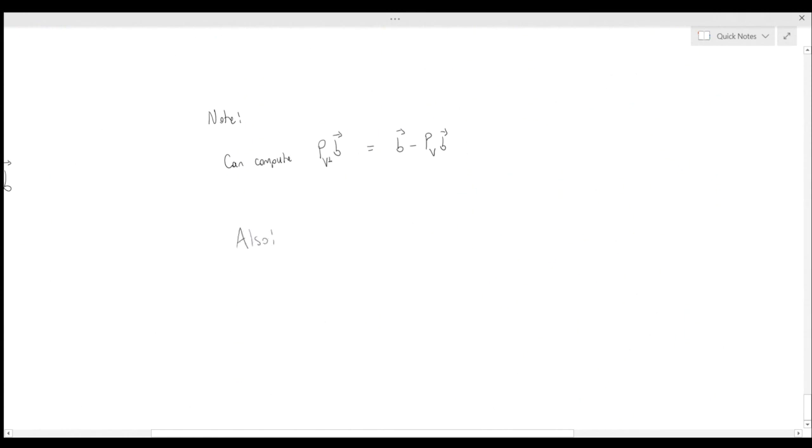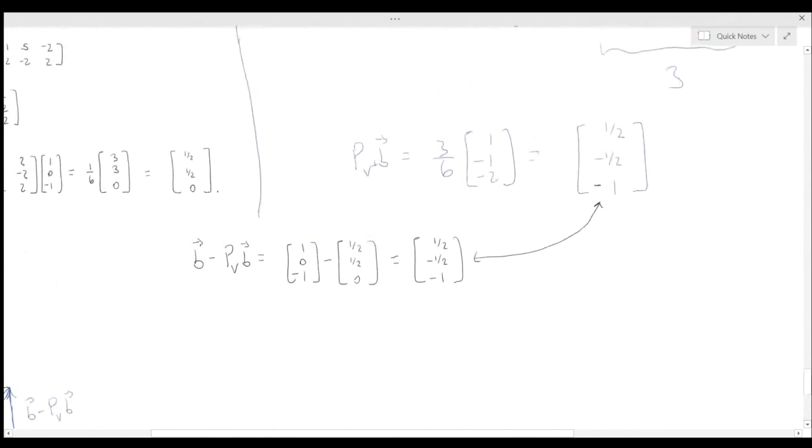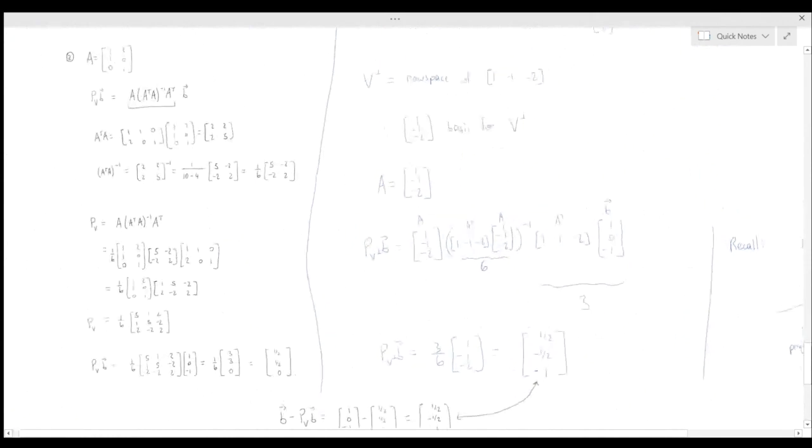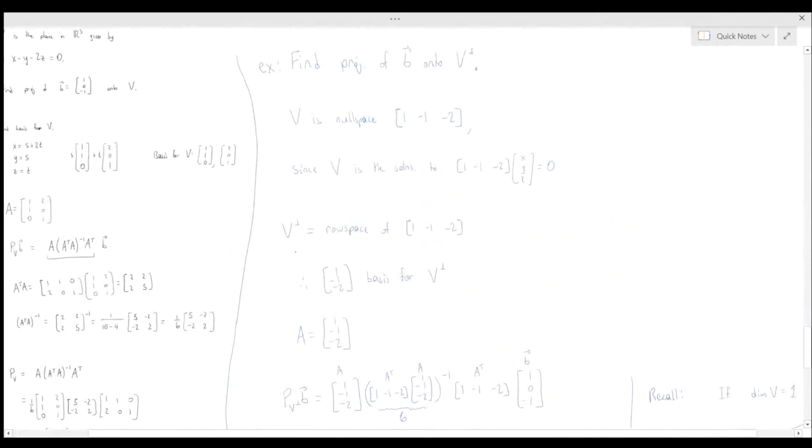Another thing that's interesting to note is that we also can compute the projection of B onto V as being equal to B minus its projection onto the orthogonal complement, okay? So that's just rearranging this equation, okay? So how could we have used this in our previous example? Well, notice that in this example here it was much easier to find the projection of B onto the orthogonal complement of V because the orthogonal complement was one-dimensional.